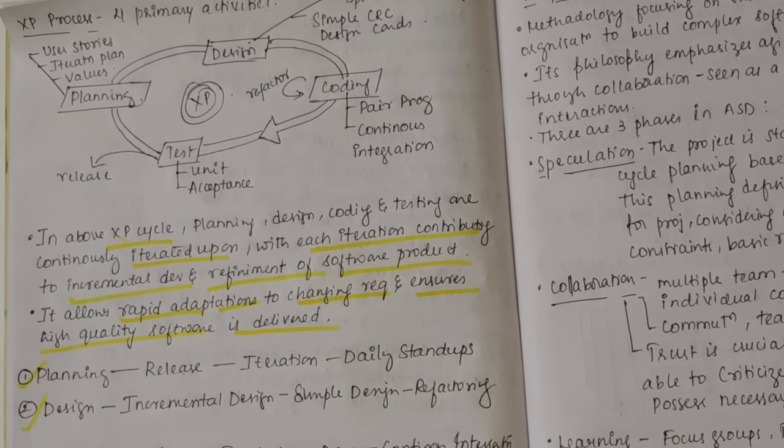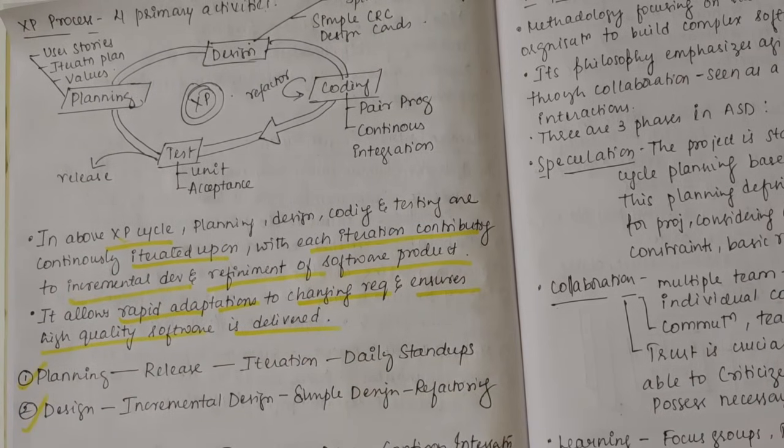Next we have design. In design, we have 3 types of design. Once planning is done, all the prerequisites are ready. Now those prerequisites should be considered and designed.